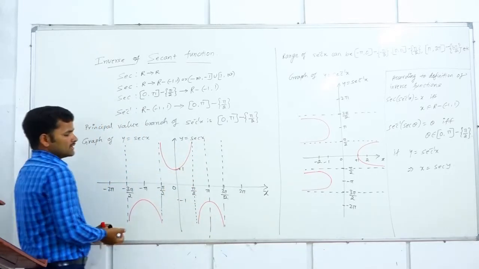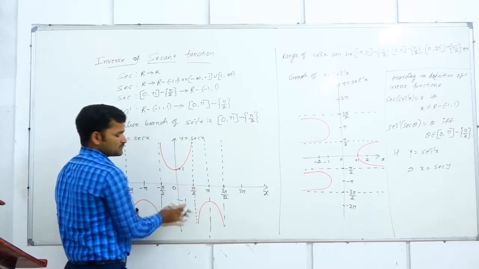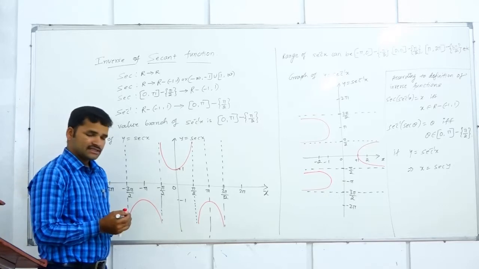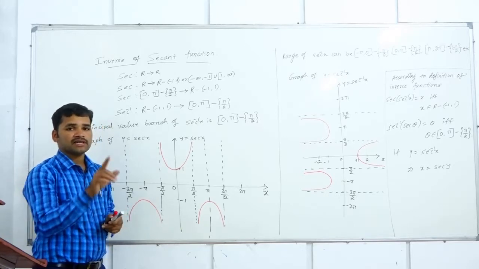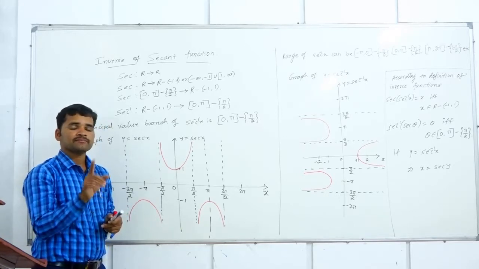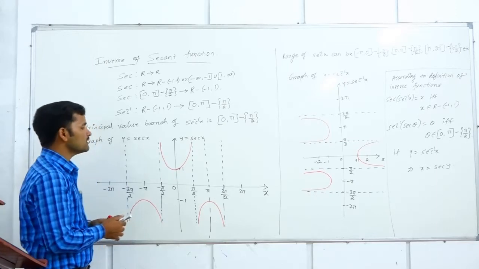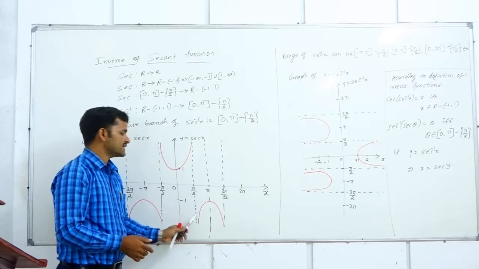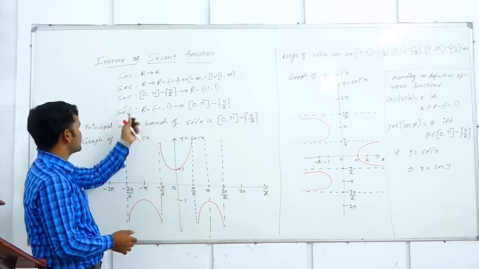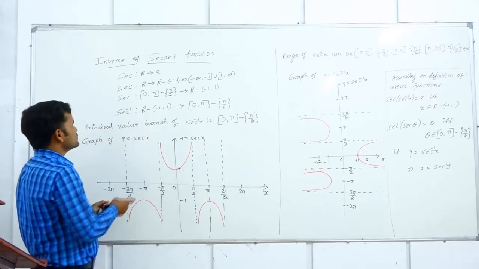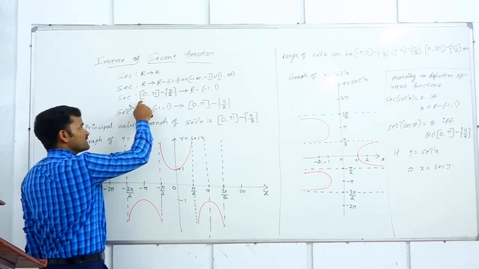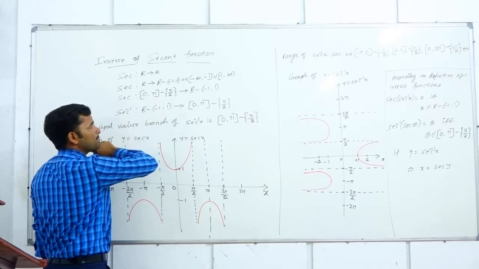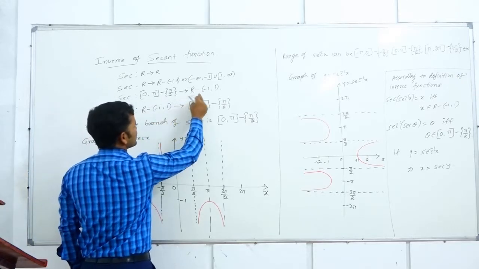In this 0 to pi, at pi by 2, means 90 degree, secant is not defined. Secant 90 is 1 by cos 90. Cos 90 is 0. 1 by 0 means infinite value. So we need to exclude the point pi by 2 or 90 degree in the domain of this secant. So for secant, we will consider the closed interval 0 to pi except the angle pi by 2, and range as all the real numbers except -1 to +1.